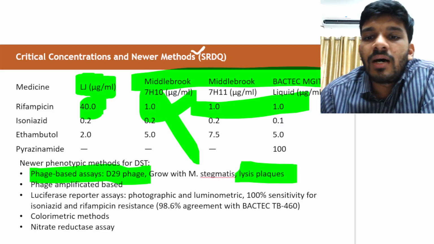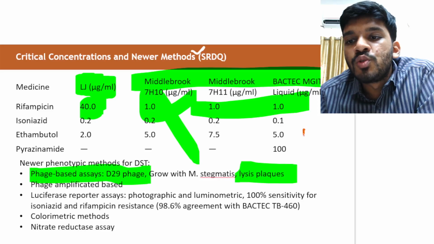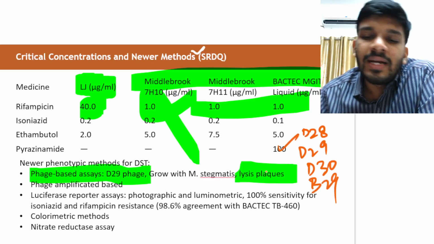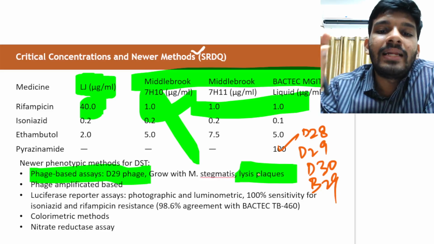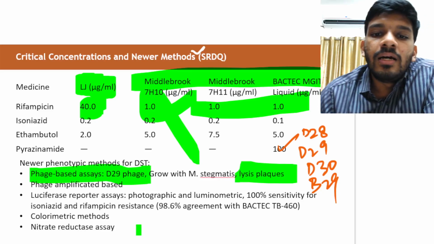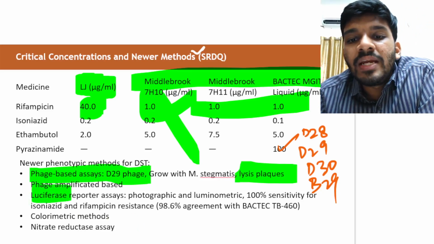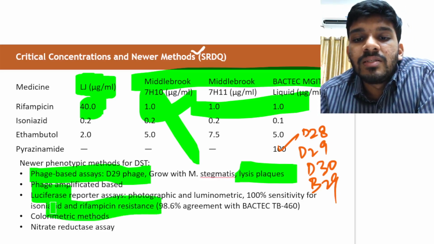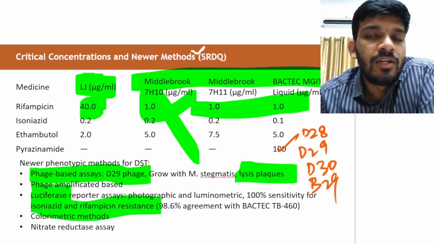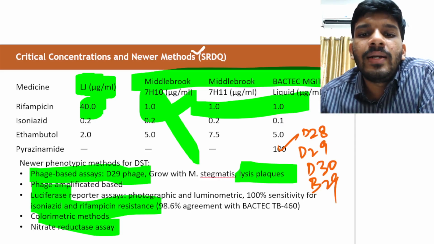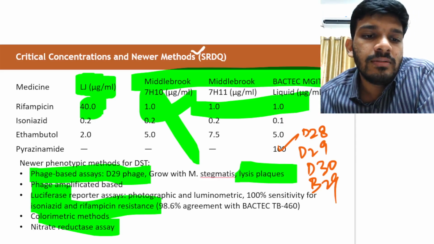You might get a question asking which phage based assay is used for Mycobacterium tuberculosis. You will get options like D28, D29, D30, and B29. If you have read this slide, you will know there was just one D29 phage mentioned on it. Other methods use a bioluminescent enzyme, luciferase reporter assays, which have 100% sensitivity for isoniazid and rifampicin resistance. That is another new method for drug susceptibility testing. From this slide, just remember D29 phage and luciferase reporter assays.